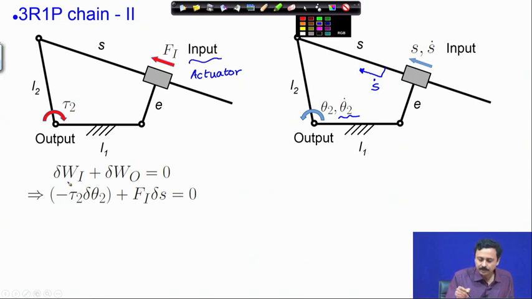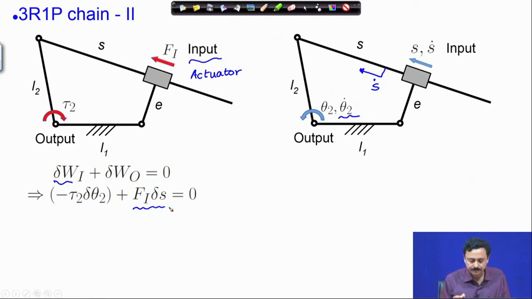Now, at the input we have Fi as the force and delta S as the displacement, virtual displacement, and at the output, so this is delta Wi. At the output we have tau 2 as the output torque and delta theta 2 as the virtual displacement at the output. Now, they are in opposition, as you can see. So, that is why you have this negative sign sitting here, the work done being negative.